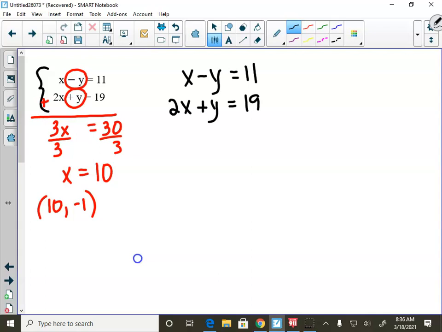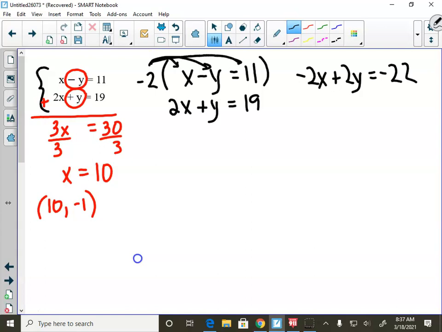So what you should be able to see from this is if I multiply this top equation by negative 2, that equation is now going to be negative 2x plus 2y is equal to negative 22. Right? Again, that's just distributing our negative 2 to everything in the parentheses. And the bottom equation we'll keep the same. So it's 2x plus y is equal to 19.